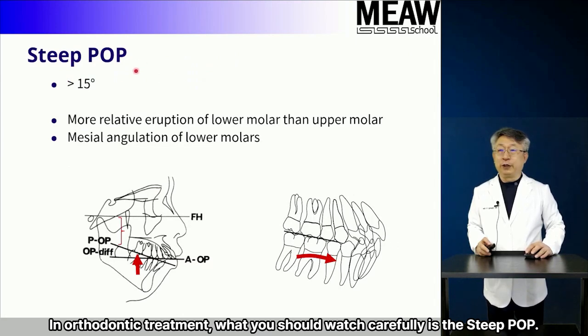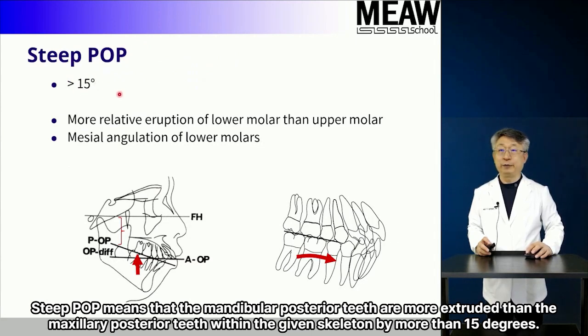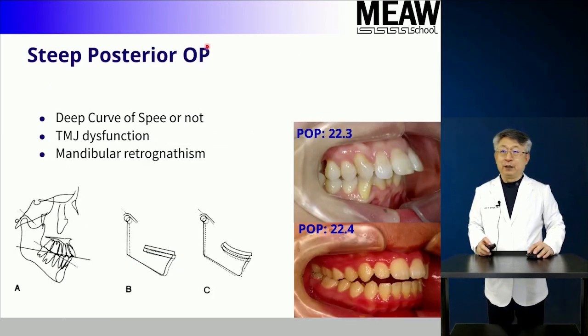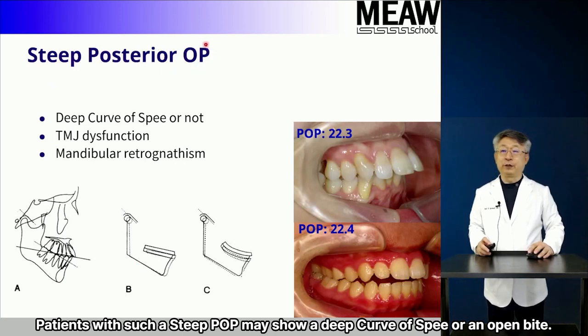In orthodontic treatment, what you should watch carefully is the steep POP. Steep POP means that the mandibular posterior teeth are more extruded than the maxillary posterior teeth within the given skeleton by more than 15 degrees. It also means that the mandibular posterior teeth are mesially inclined. Patients with such a steep POP may show a deep curve of SPI or an open bite.